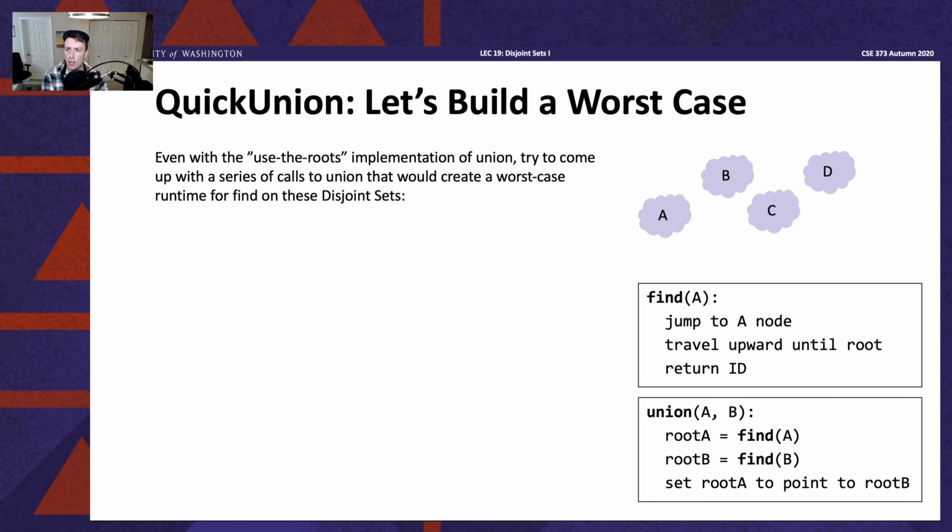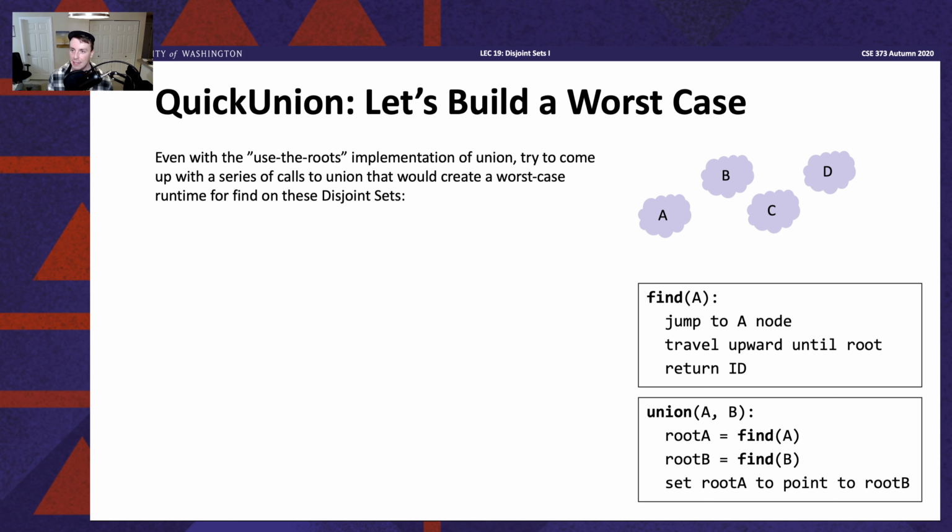So let's try to go ahead, and you might be wondering, well, how do you make this kind of worst case? So assume I have these A, B, C, D elements. They all start in their own sets. How can I build up this worst case structure?